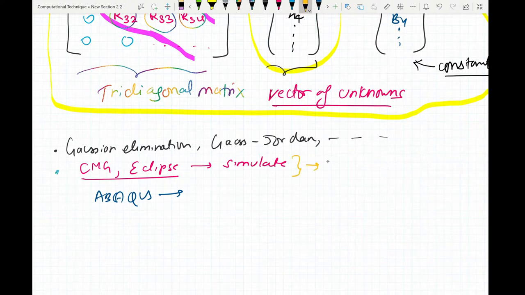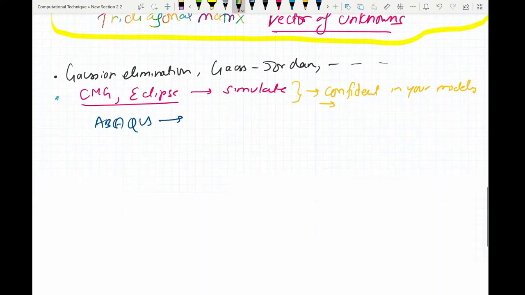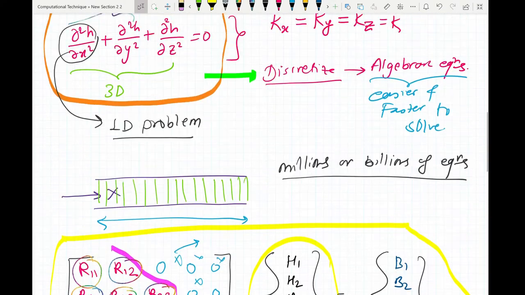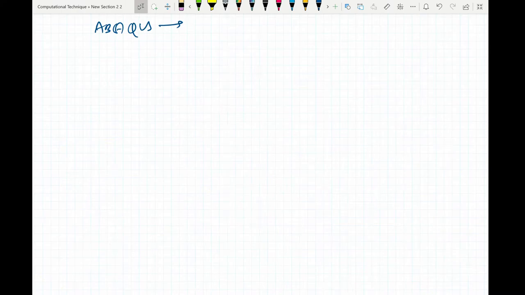You have to be very confident in your modeling. You must have the fundamental knowledge to observe if the results that your program is giving you are correct, and you should be able to find and detect where the errors are coming from in your model. Let's look at Darcy's equation again, which is the fundamental equation for ground flow simulation. So we have our Darcy's equation. Let's look at the 2D flow first, and then we look into the 1D flow.